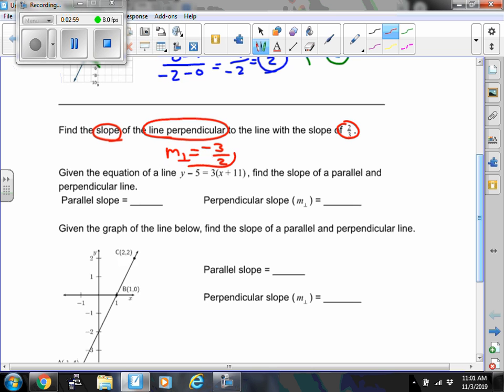Now, the big question is, can we write the equation of a line? Well, when we're writing an equation of a line, we need these slopes. So that would be your first order of business if you're writing the equation of a line that's perpendicular.